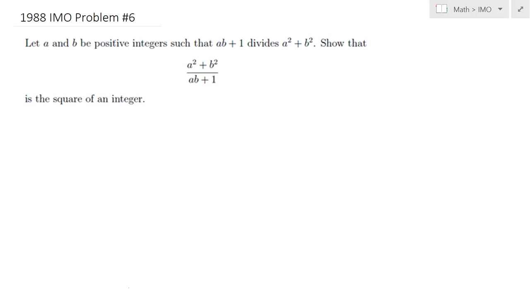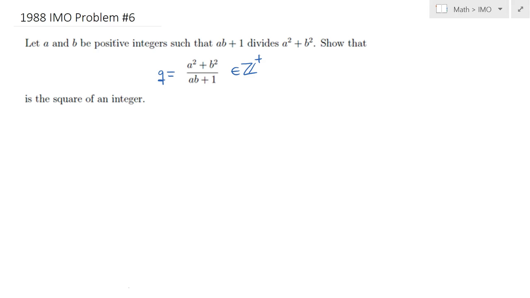Hello everybody, in this lecture we will be solving 1988 IMO problem number 6. This is a number theory problem. We're given a and b positive integers such that ab plus 1 divides a square plus b square. So therefore, this given fraction, let's call it q, is a positive integer.